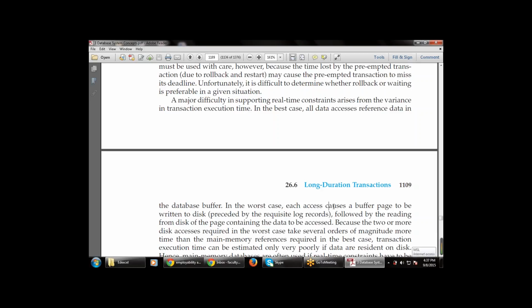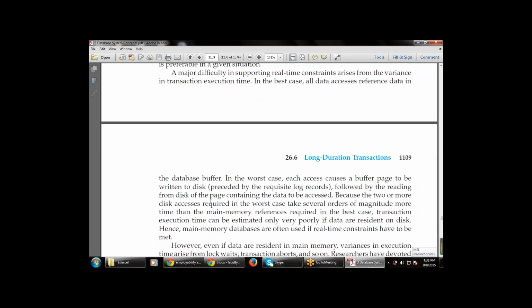In the worst case, each access causes a buffer page to be written back to the disk, followed by reading from the disk storage. Because two or more disk accesses are required, the worst case scenario takes several orders of magnitude more time than the main memory references required in the best case. Hence, main memory databases are more often used if the real-time constraints have to be met.